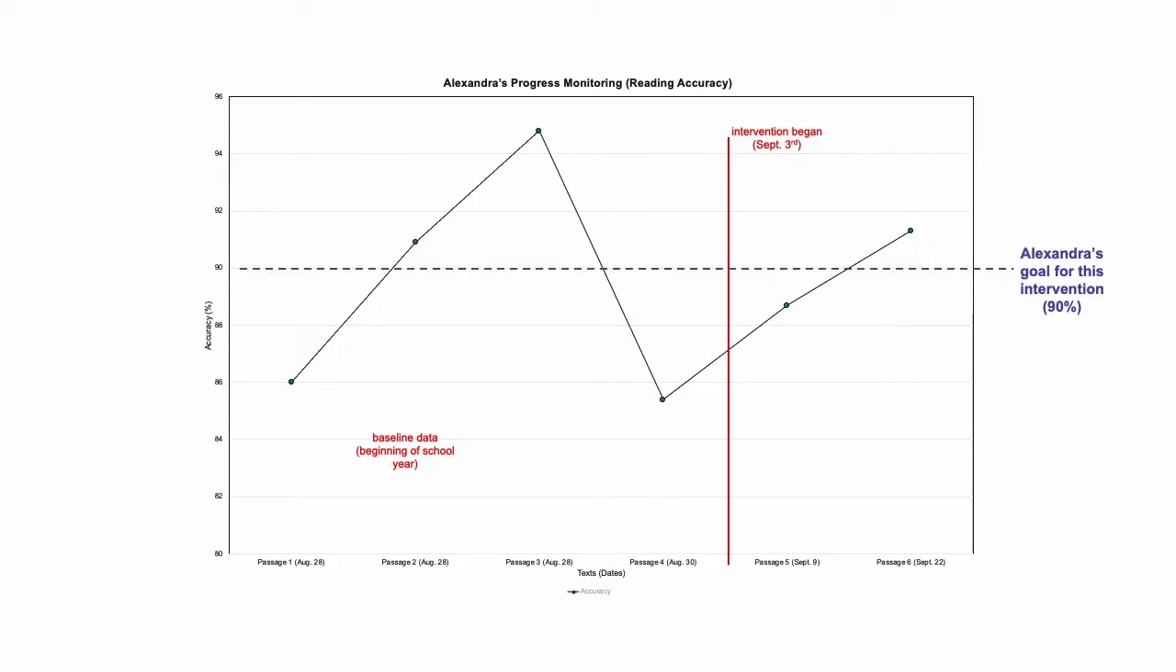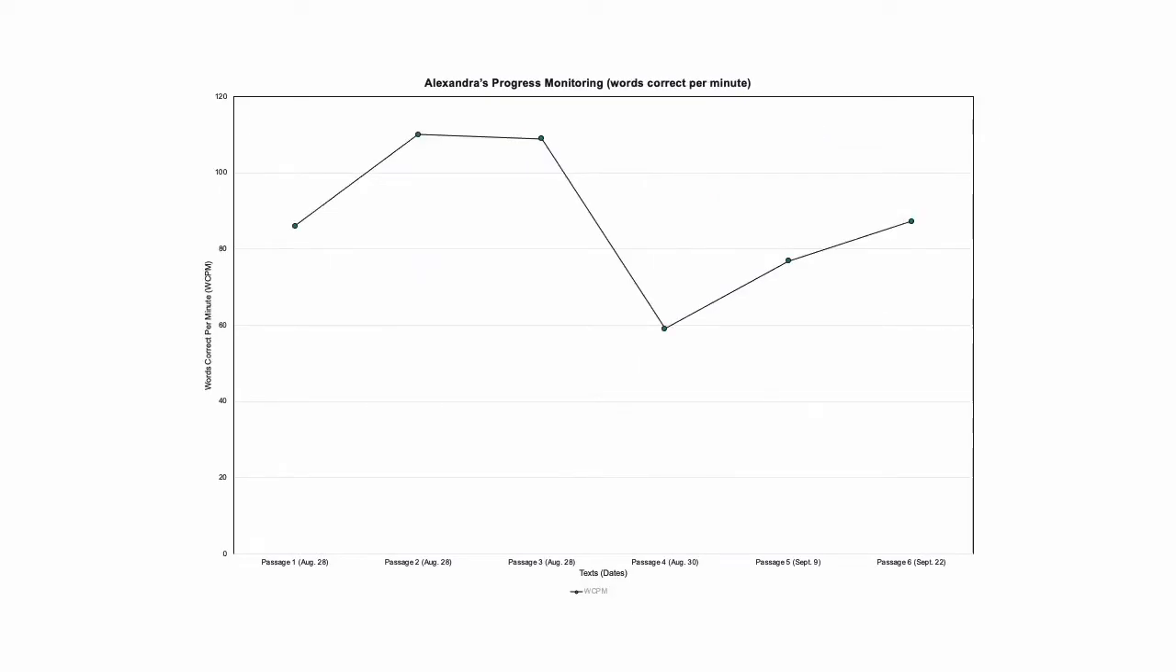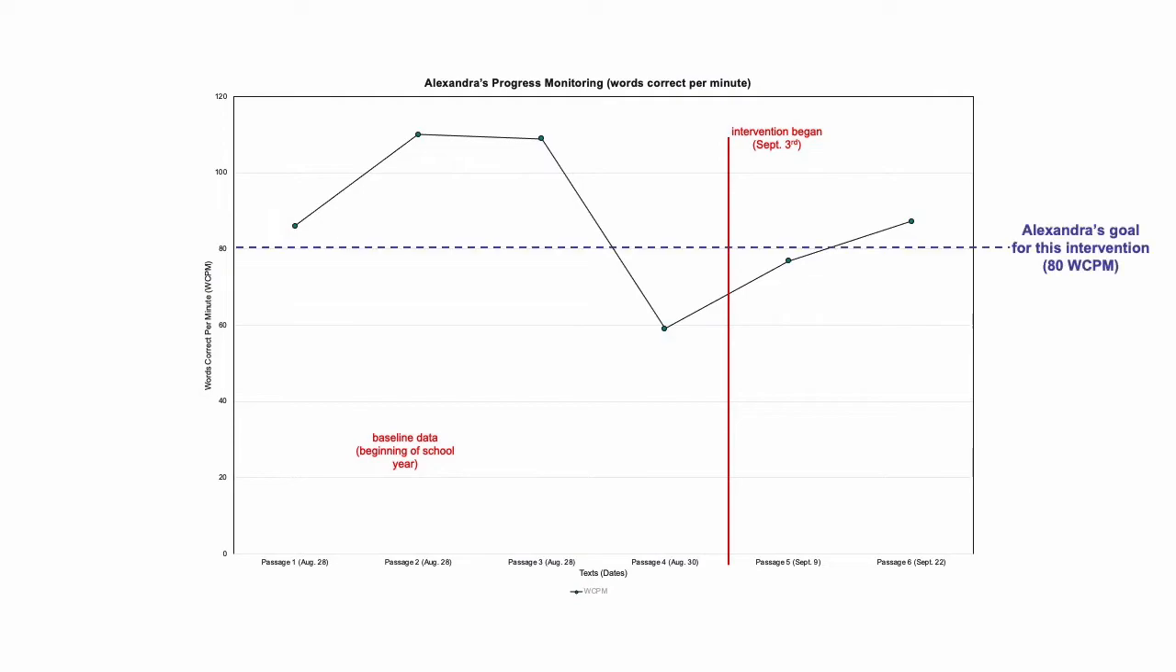Based on the baseline data, Alexandra's teacher set a reading accuracy goal of 90% or better for her once she was getting the instruction that she needed. If Alexandra's accuracy improves with that instruction, the teacher can then set a new goal. If it doesn't improve, then the teacher can make the necessary changes to her instructional plan for Alexandra. We can monitor Alexandra's progress in reading rate in the same way, by graphing. Again, mark the graph where the baseline data ended and the instructional intervention began. The teacher also set a reading rate goal of 80 words correct per minute based on Alexandra's baseline data. Just like with the data for her reading accuracy, the teacher can make decisions about the goal and the instruction that Alexandra needs as she monitors her progress and collects additional data.